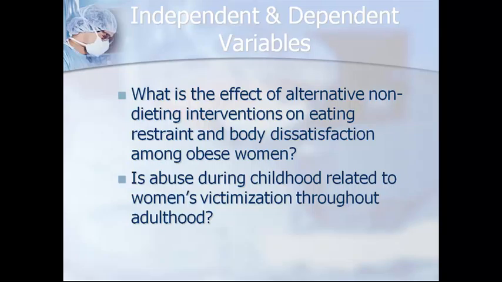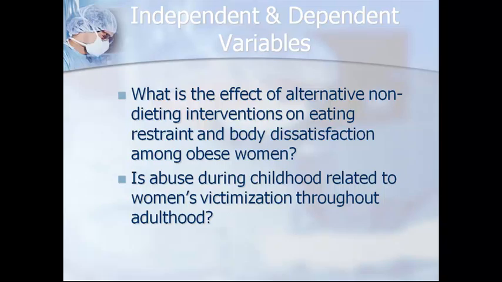So let's talk about the independent and dependent variables in these situations. The first one: what is the effect of alternative non-dieting interventions on eating restraint and body dissatisfaction among obese women? So what is the dependent variable? That would be eating restraint and body dissatisfaction. And what is the independent variable? It is alternative interventions.